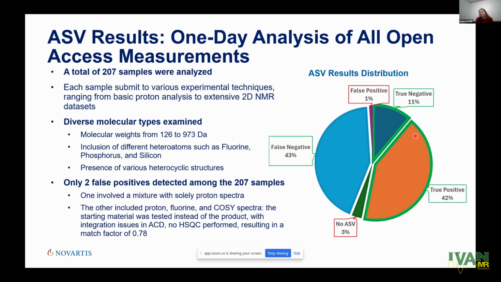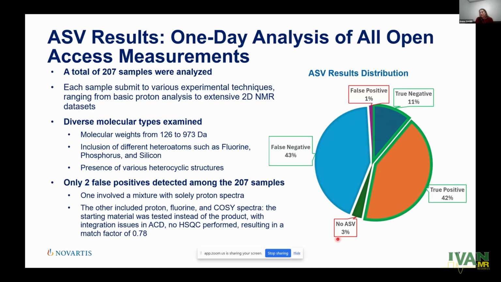What does true positive mean? I opened the MNOVA file, or the Spectrus file in my case because I have an ACD license. I open the ACD Spectrus file and check if the assignment is correct. If I agree, then, as Dimitri said, we cannot say that the molecule is correct, but we can say that the spectrum is compatible with this structure. That is what true positive means: the structure is compatible with the NMR spectra. I have 11% true negatives. That means for more than 50% of the ESV results, we have nothing to do.